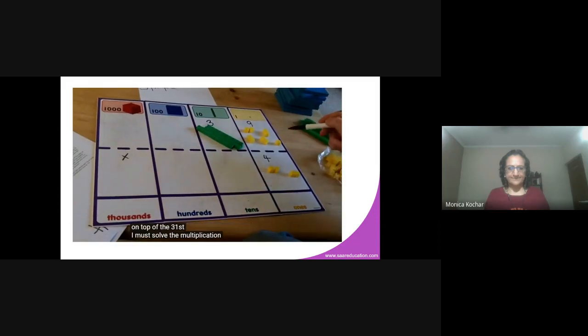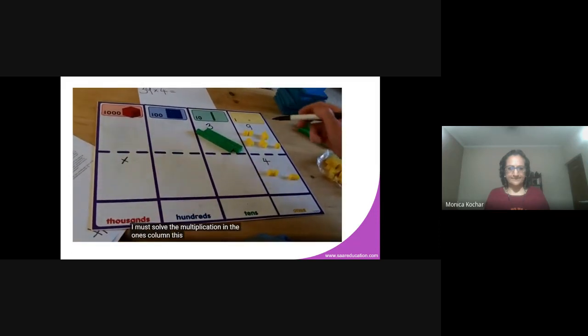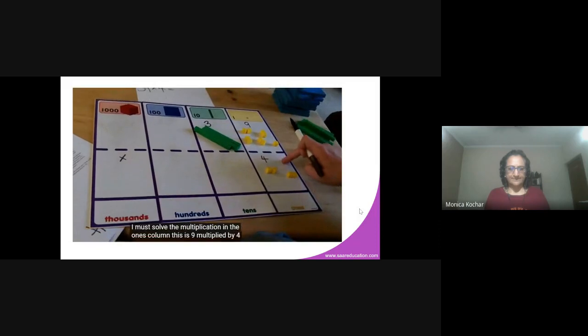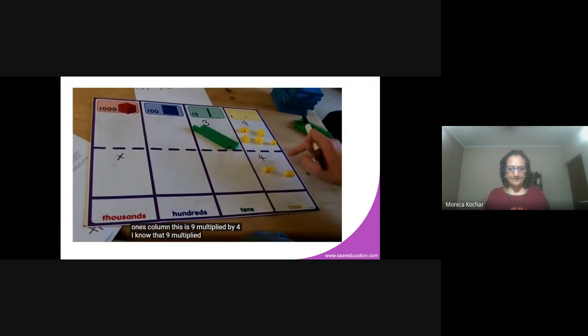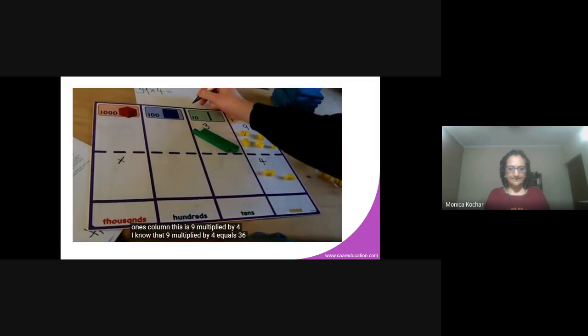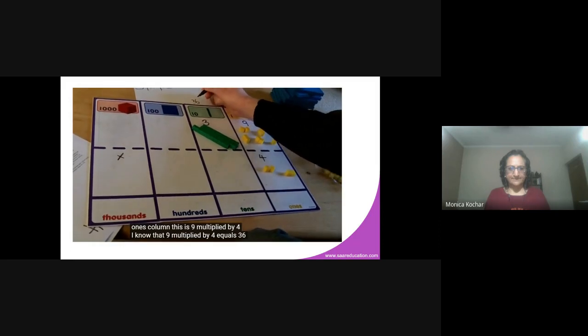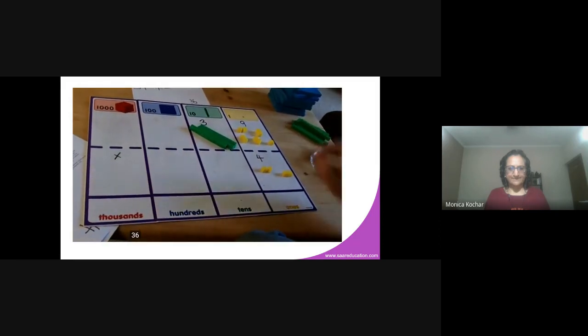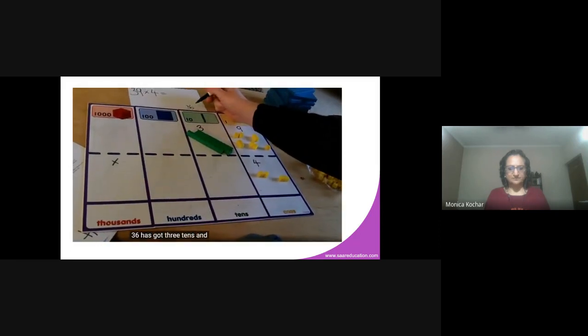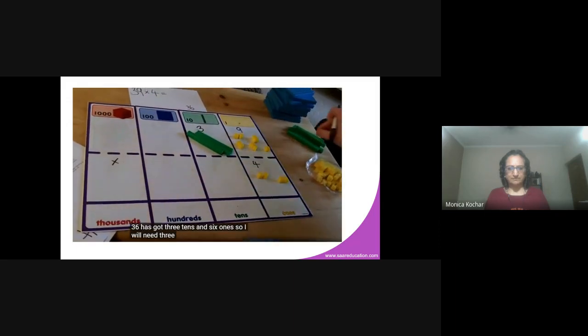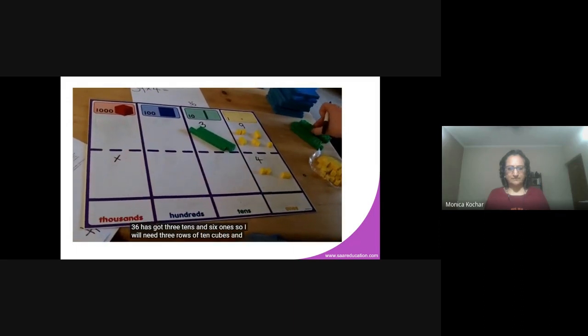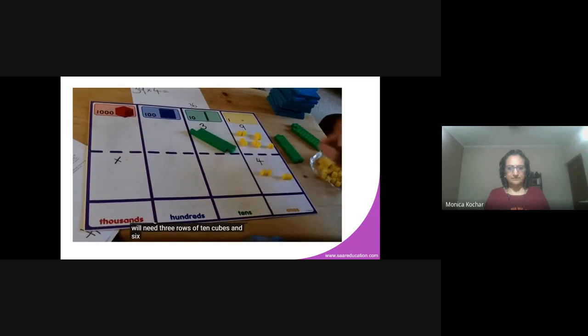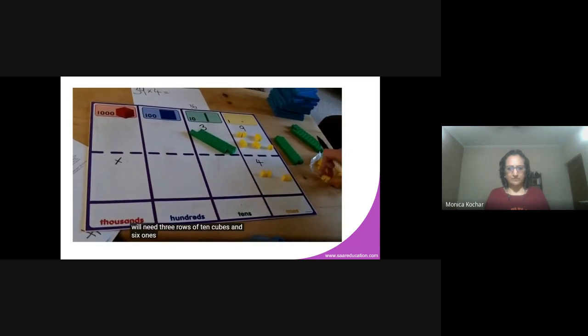First, I must solve the multiplication in the ones column. This is 9 multiplied by 4. I know that 9 multiplied by 4 equals 36. 36 has got 3 tens and 6 ones, so I will need 3 rows of 10 cubes and 6 ones.